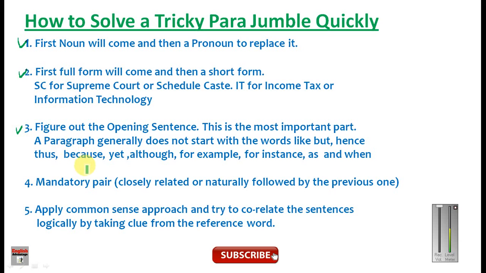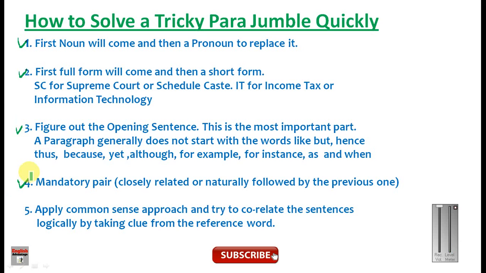A paragraph generally doesn't start with words like but, hence, thus, because, yet, although, for example, for instance, as, and when. A sentence does not normally start with these words because they are connectors. So by applying these guidelines, you can figure out which sentence cannot be the first sentence, eliminate those sentences, reach the first sentence, and then apply a common sense approach.